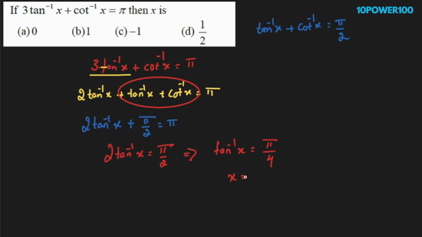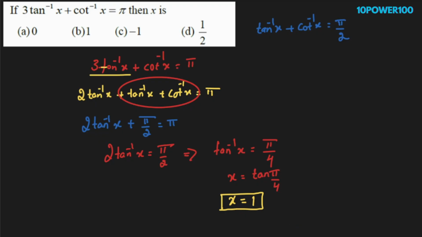What is the x value? Let's transpose tan inverse, so that becomes tan pi by 4. What is the tan pi by 4 value? It is tan 45 degrees. Tan 45 degrees is 1, so x is equal to tan pi by 4, which is 1. So the x value is 1.